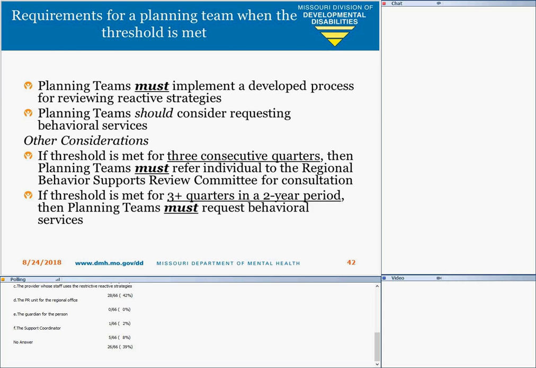If thresholds are met for 3 or more quarters in a 2-year period, then you must request behavioral services. You'll notice it doesn't say you have to receive behavioral services, but you have to request them. The reason we've written it that way is we understand there is a shortage of behavioral service providers, and there's sometimes a long wait to get those in place, but we still want them requested and secured as soon as possible. So if you meet that threshold in 3 quarters or more in a 2-year period, you must request behavioral services.